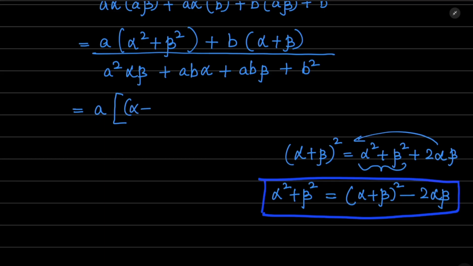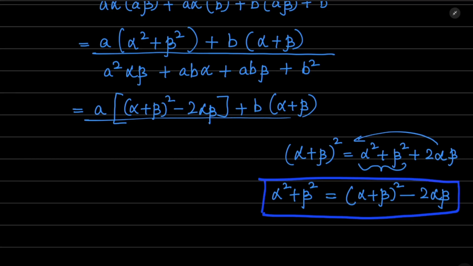It will be alpha plus beta the whole square minus 2 alpha beta plus b into alpha plus beta whole divided by, in the denominator you have got a square alpha beta plus, again I can take ab common out, you have alpha plus beta plus b square. So now if you see, every term has either alpha beta, which is the product of the zeros, or it has got the sum of the zeros.